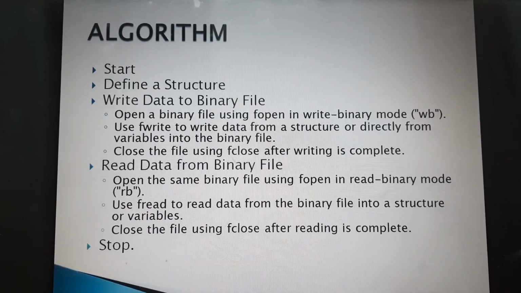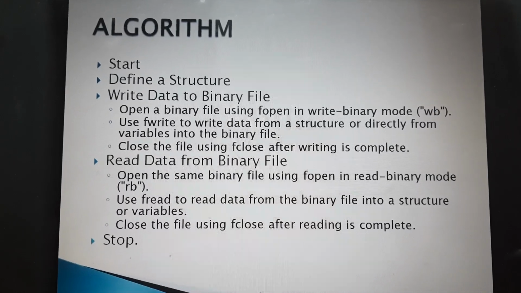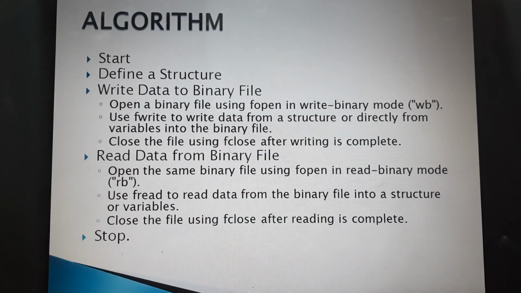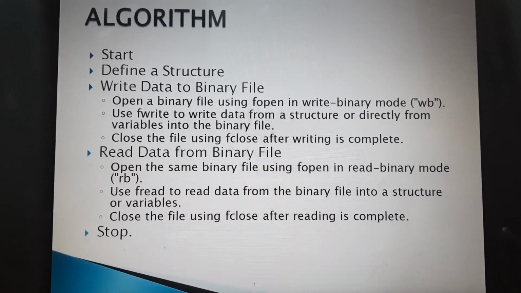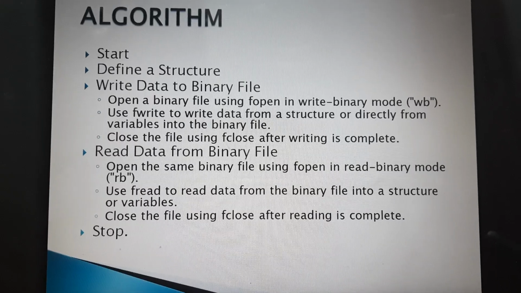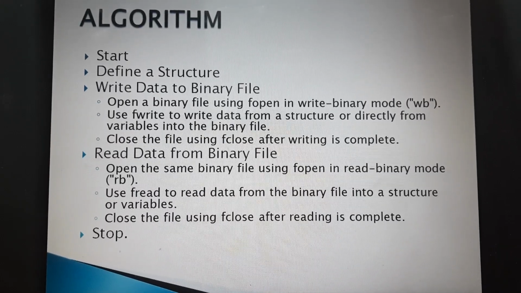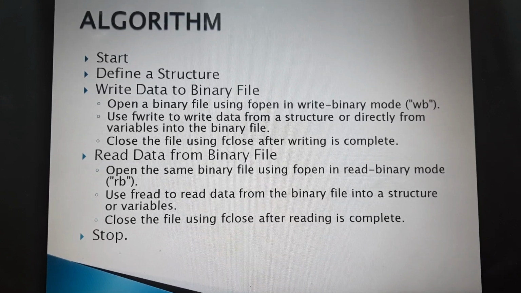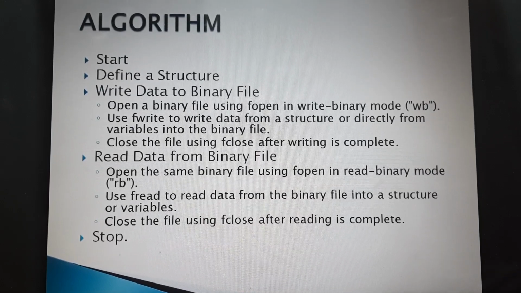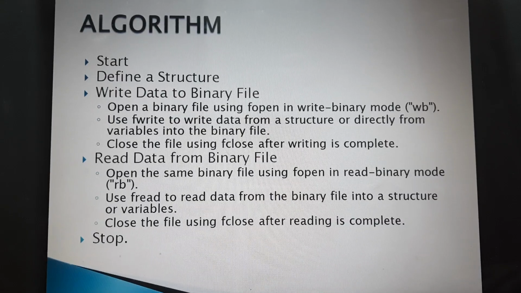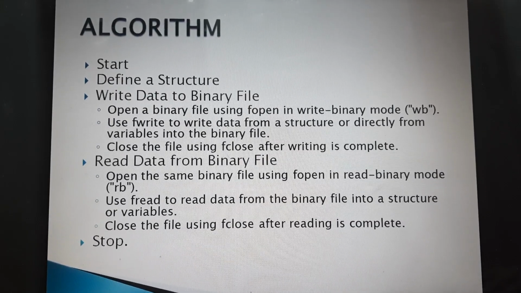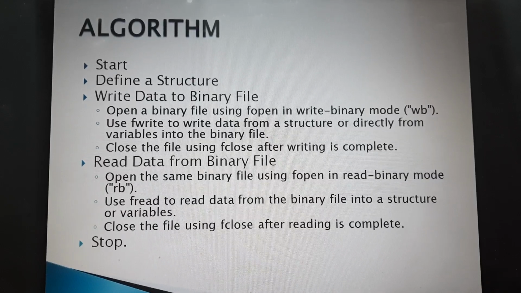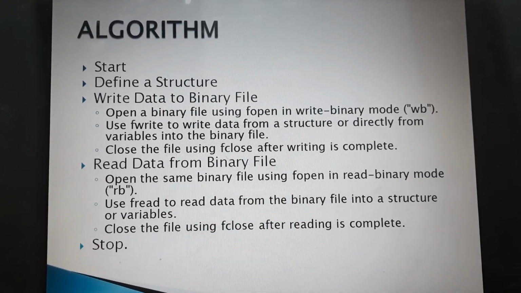In this algorithm, open a binary file using fopen in write binary mode. If it is a plain text, we will simply write W for writing mode. But if we are going to do certain processes inside a binary file, what is the mode that we have to use? WB, that is write binary mode. And here we use fwrite to write the data.